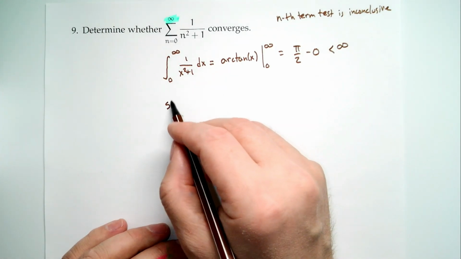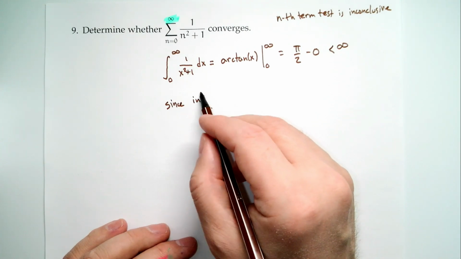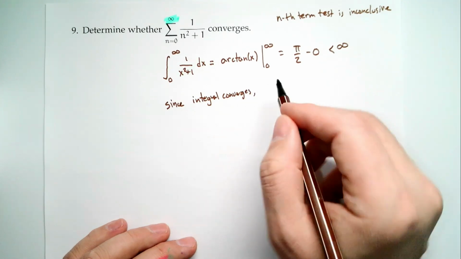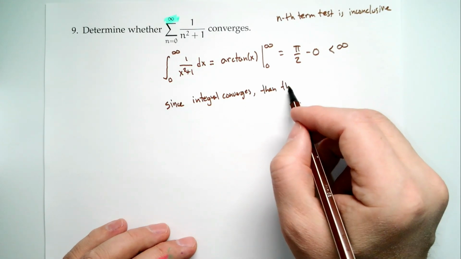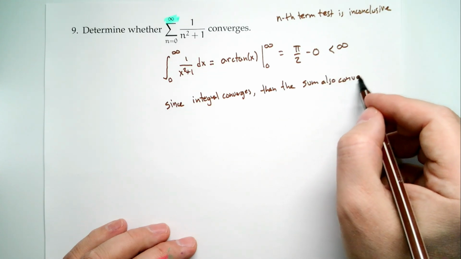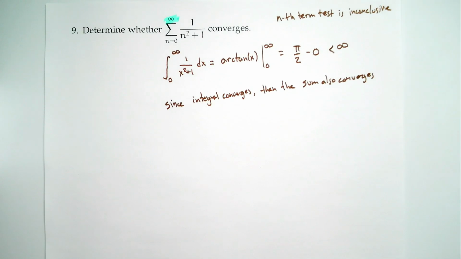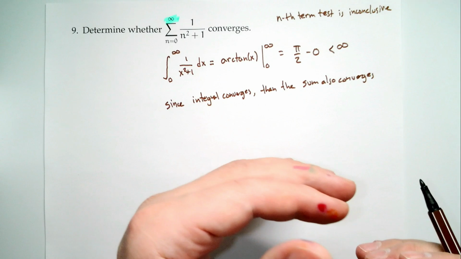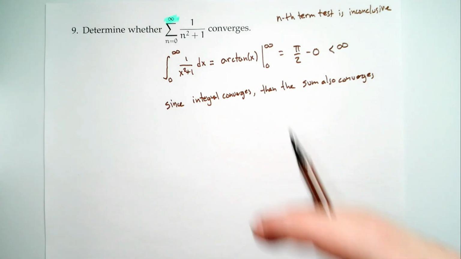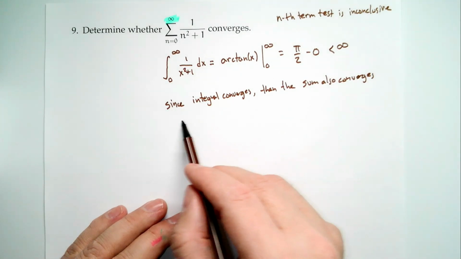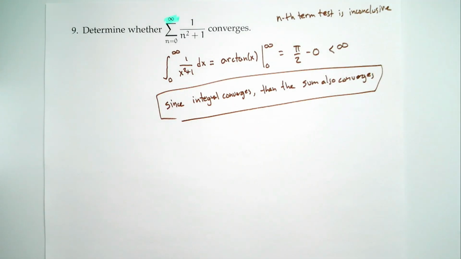Well, since the integral converges, then the conclusion is the sum also converges. Because the integral test really says whatever one does, the other does. If the sum converges, the integral converges. If the integral converges, the sum converges. And so they're tied together. And so that's the answer. It converges. Yes, good.